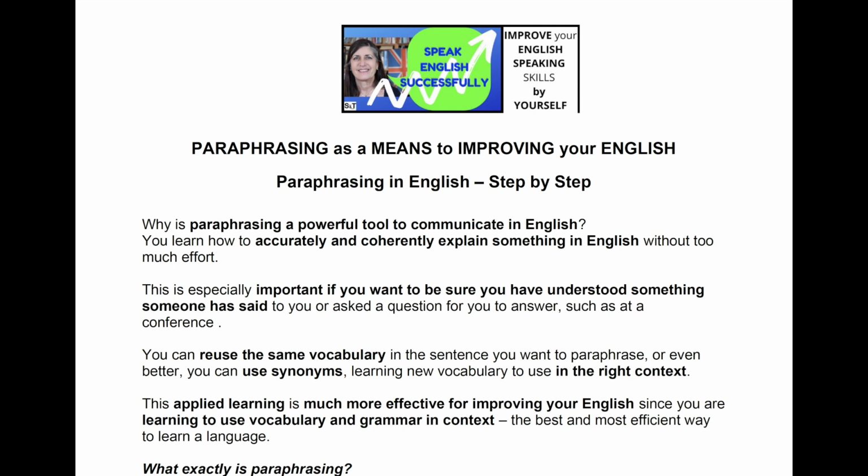This is especially important to you if you want to be sure you have understood something someone has said to you or asked a question for you to answer, such as at a conference. You can reuse the same vocabulary in the sentence you want to paraphrase, or even better, you can use synonyms, learning new vocabulary to use in the right context. This applied learning is much more effective for improving your English since you're learning to use vocabulary and grammar in context, the best and most efficient way to learn a language.